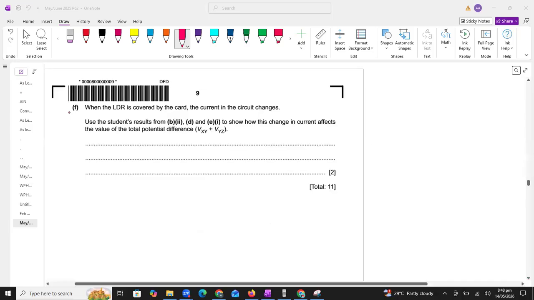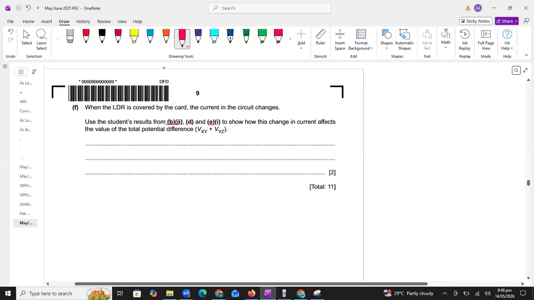In part F, what they are saying, when the LDR is covered by the card, the current in the circuit changes. Obviously, student, when we will cover the LDR by the card, so the LDR resistance will increase. So current in the circuit will decrease. So that's why they are saying the current in the circuit changes. Use the student's result from B part 2, D and E part 1.